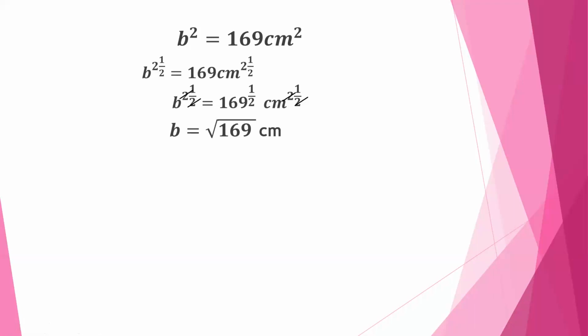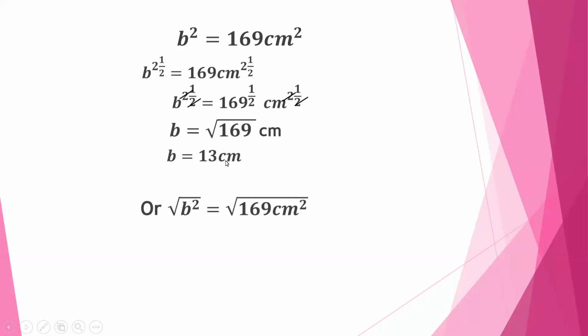So this is how it looks. We have 13 centimeters. You see the squared here we have cancelled, so it's no more squared. It is now centimeters. So you have b is equal to 13 centimeters.